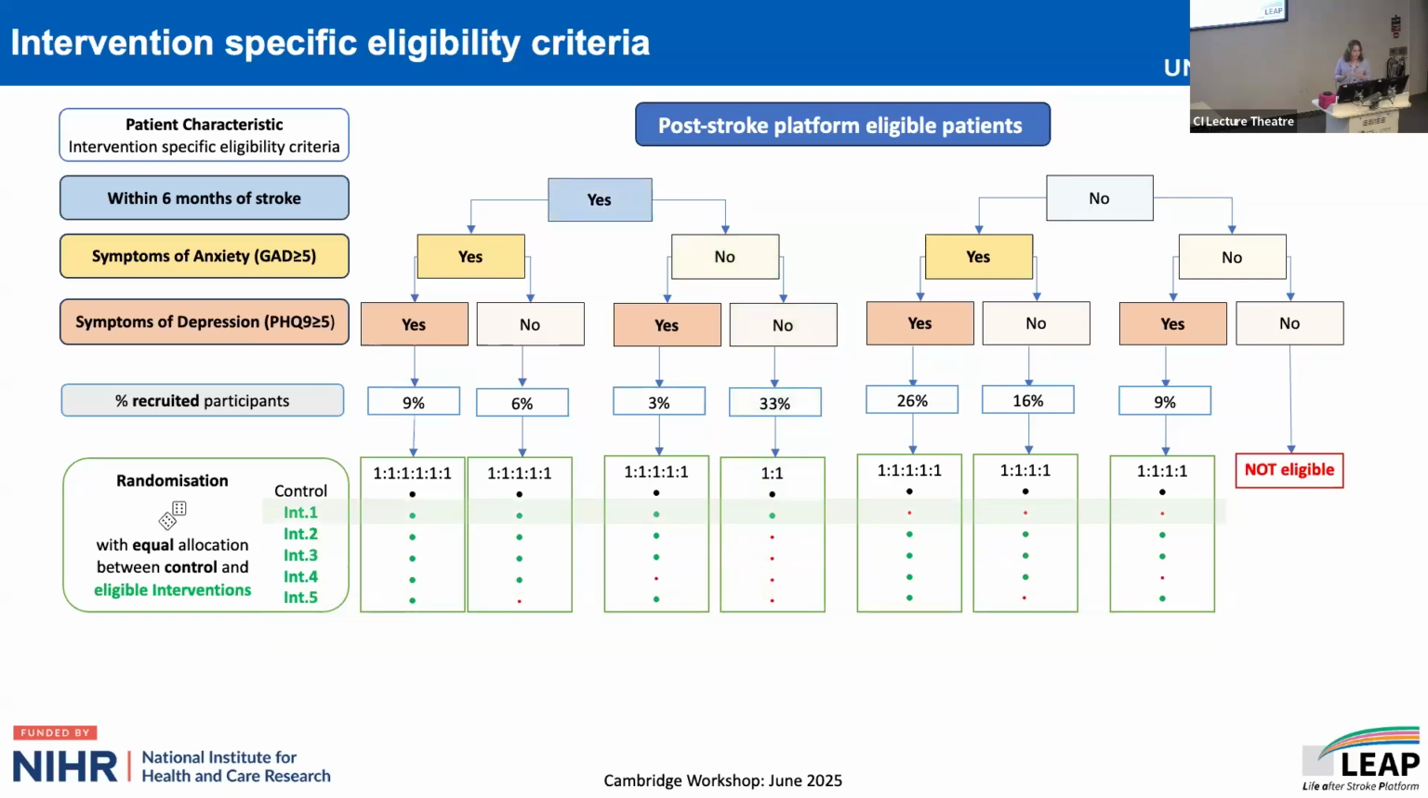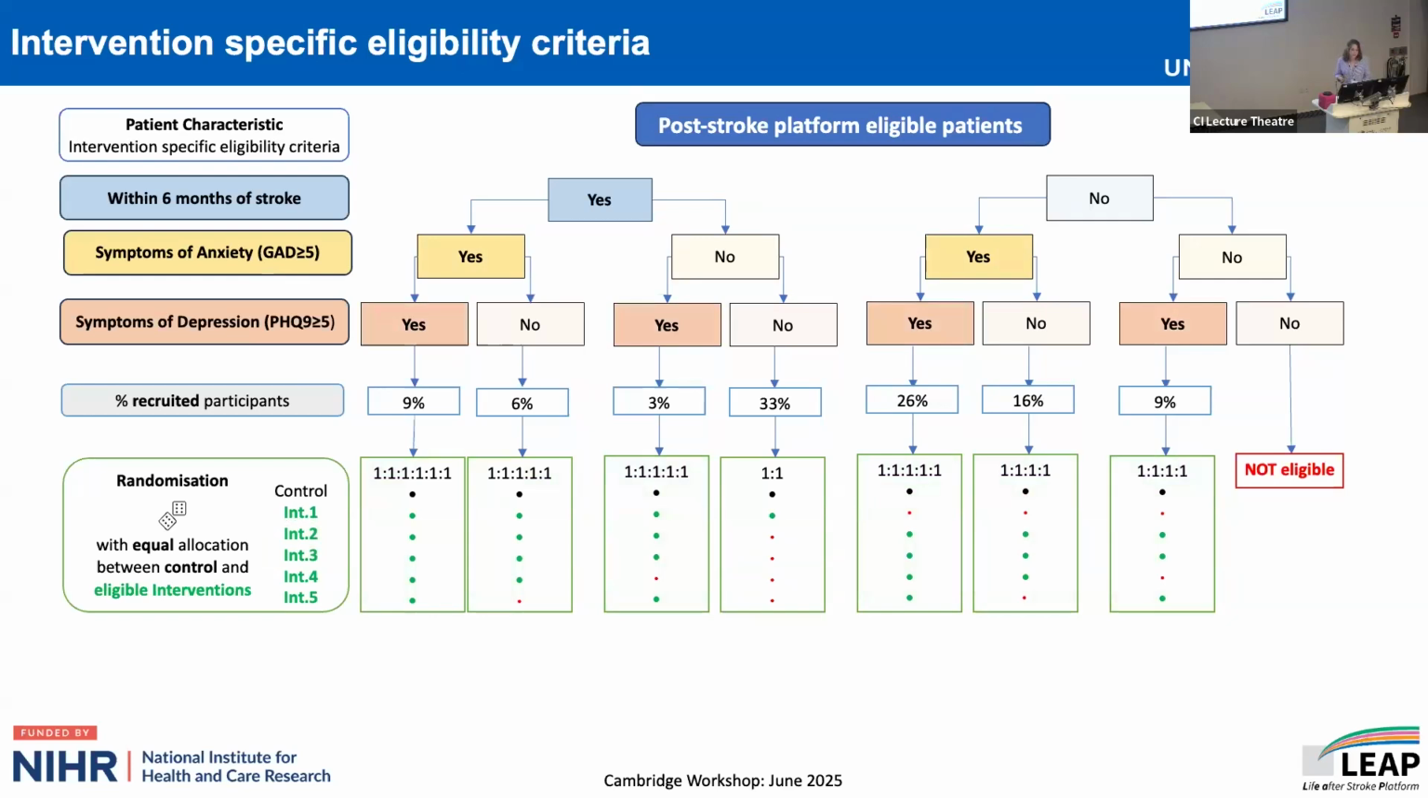Looking now then across all possible randomisation schedules, particularly intervention 1 highlighted here, we can see that, as we heard before, that first intervention is available to participants within 6 months of stroke, and depending on their other characteristics, they could then be allocated to intervention 1 via any one of these 4 randomisation schedules. And similarly, patients could be allocated to the second and the third interventions if they had symptoms of anxiety or depression via any one of these 6 of the total 7 possible randomisation schedules.